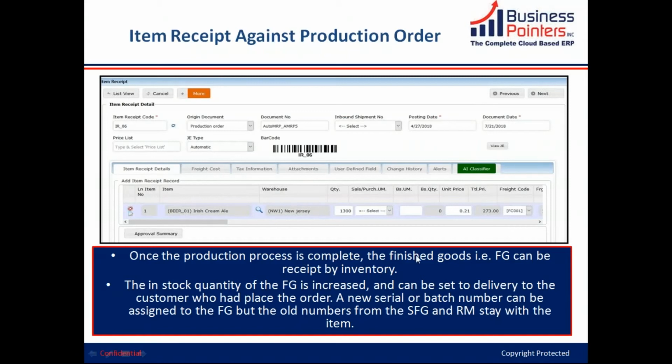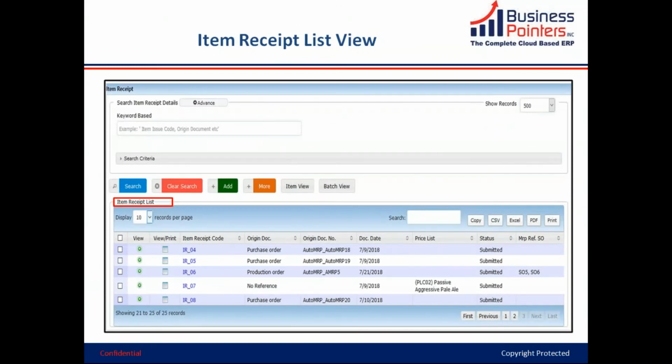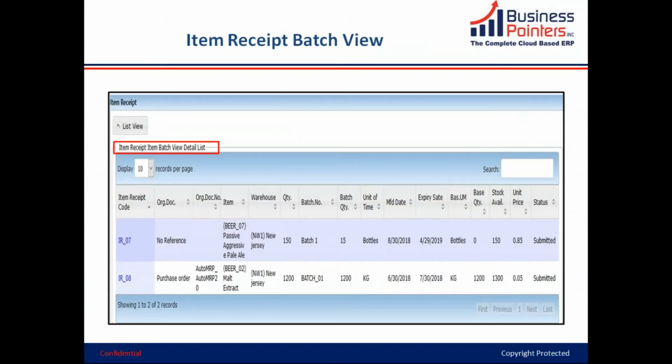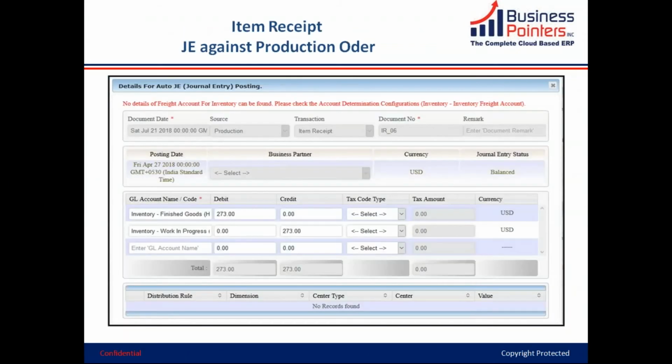So once the production process is complete, the finished goods, that is FG, can be received by the inventory. The in-stock quantity of the finished good is increased and can be sent for delivery to the customers who had placed the order. So this will help us with the delivery of our sales order that was created initially. A new serial or batch number can be assigned to the finished product, but the old numbers from the SFG and RM stay with the item. So basically, you can either do it just product wise, or serial wise or batch wise. So you can receive the items batch wise too into the system from your production unit, so you know which batch is ready for departure.